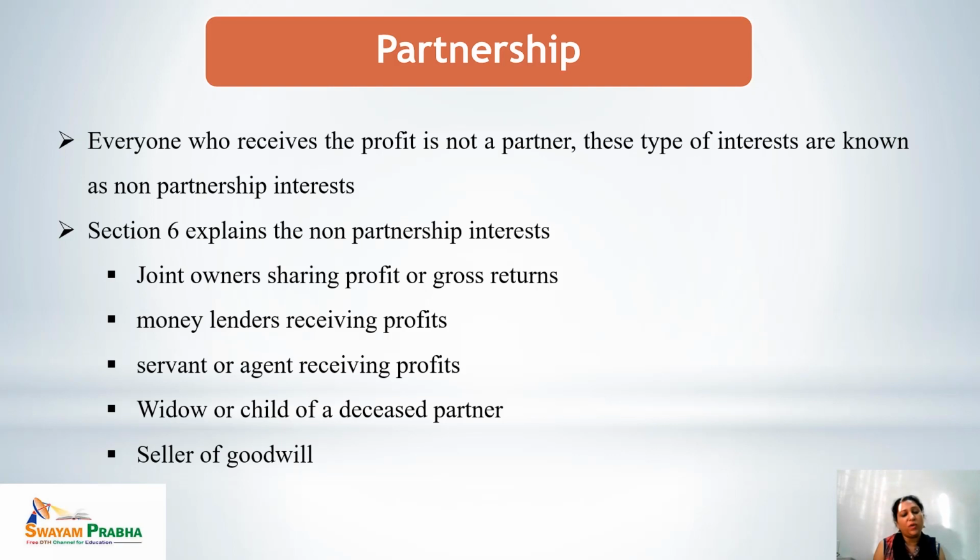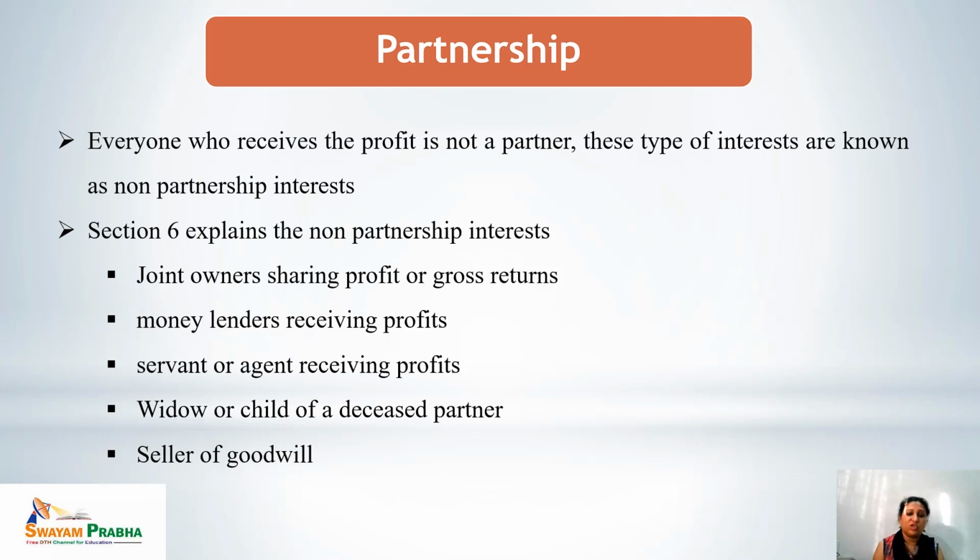Now it becomes important to explain the meaning of non-partnership interests. Section 6 of the Partnership Act explains it. Non-partnership interest includes joint owners sharing profit or gross returns, moneylenders receiving profits out of the business, who are not partners, servants or agents receiving part of the profit, who may not be considered partners, and the widow or child of a deceased partner. Let's suppose any partner has died, a deceased partner of the partnership.